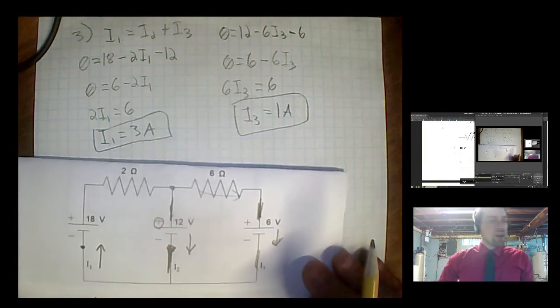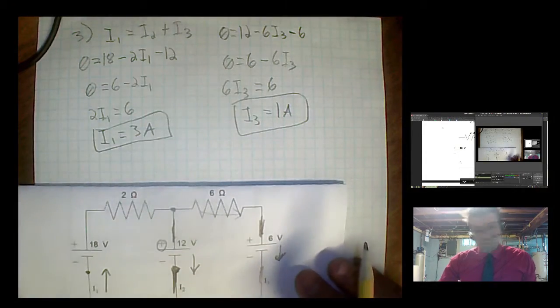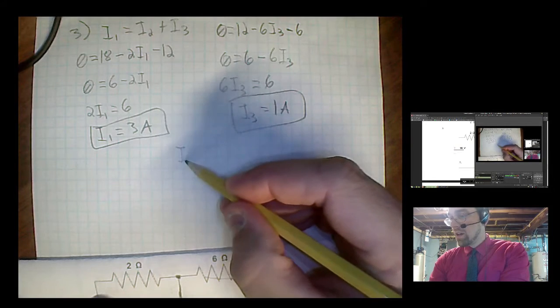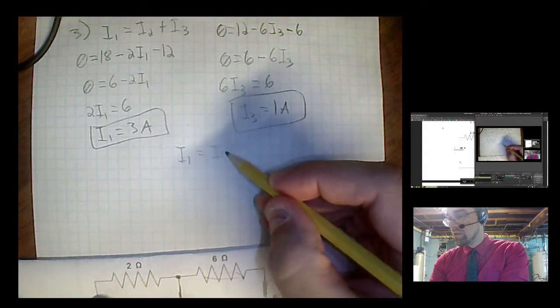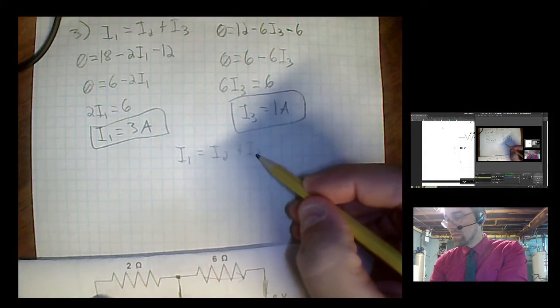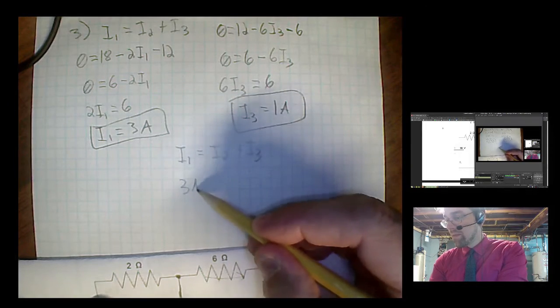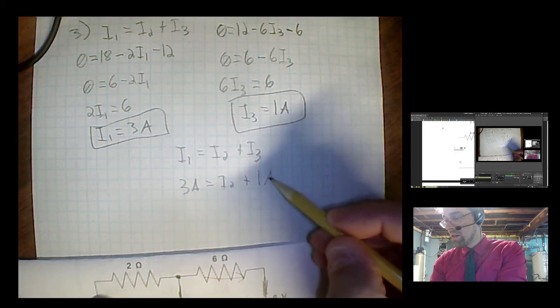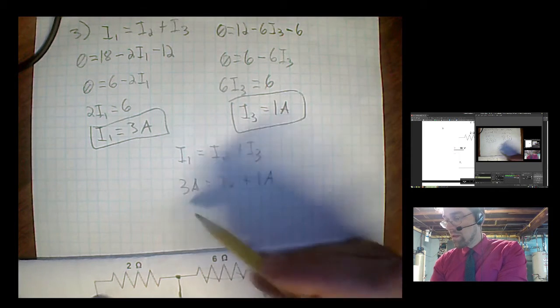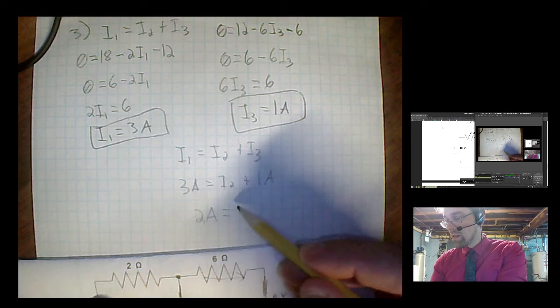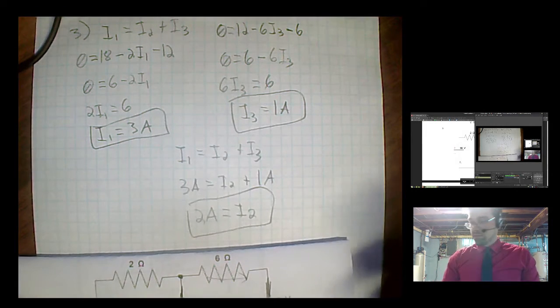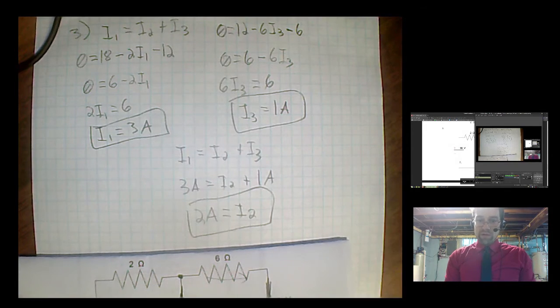Alright, I've got 2 of the 3 unknown amperages. Just plug it in. Get I2. There we go. Bada bing, bada boom.